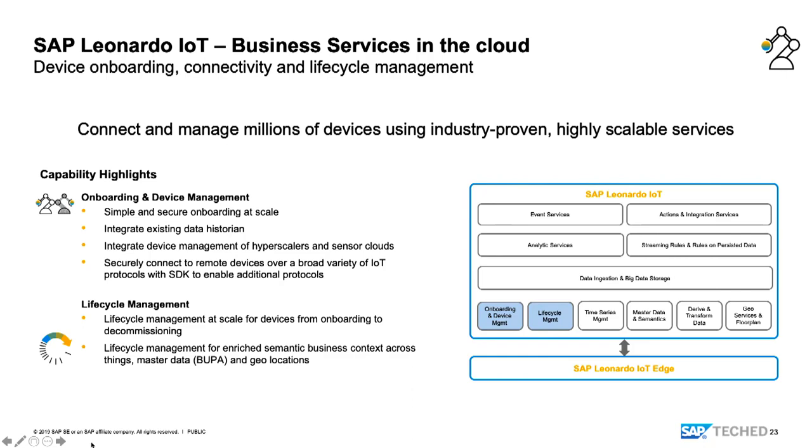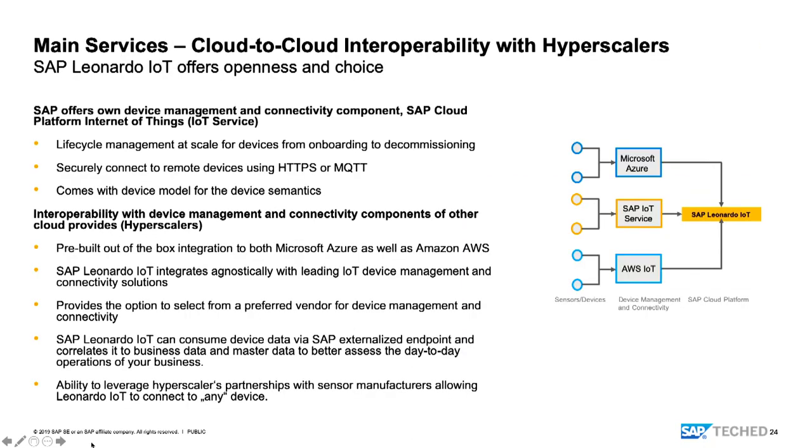First, it's the onboarding and device management, and then something about what we call lifecycle management. So I've mentioned already our very own device and connectivity management, the IoT service component. A bit more about this. I already mentioned that it can speak HTTPS and MQTT. What I haven't mentioned is that it also provides the security for devices. For a device, you get a certificate, and that certificate you put on the device. And that's how Leonardo IoT knows that this device is actually an authenticated device, and it's okay to take on the data from that device. And it has the device model that we talked about at the very beginning.